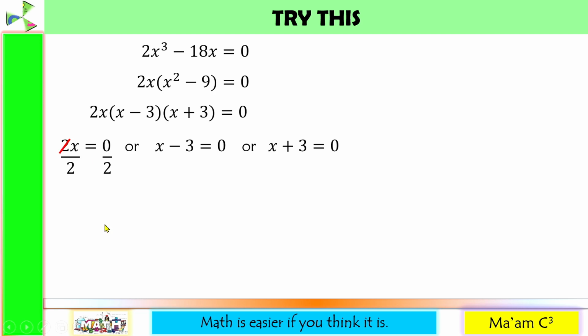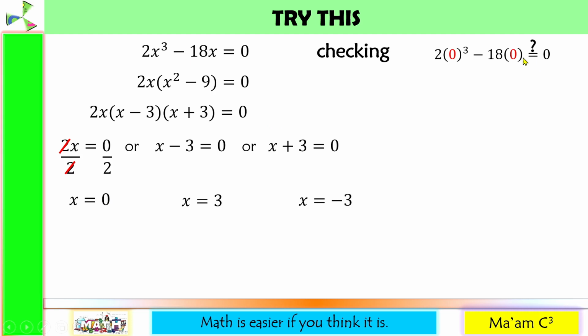So 2 will cancel out here, and 0 divided by 2 is still 0. For this one, let us move negative 3 on the other side. X is equal to positive 3. Here, let us move positive 3 to the right. This will become x equals negative 3. Let us check. First, let us substitute 0 in our original equation.